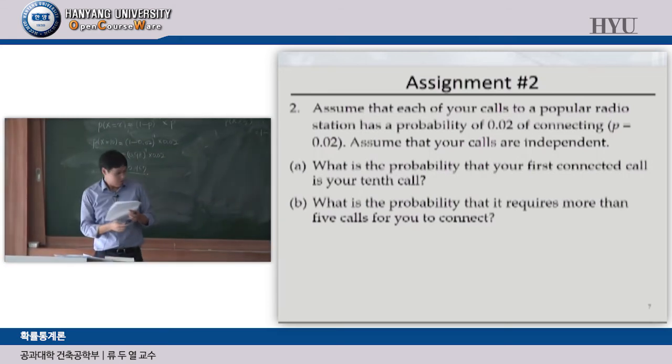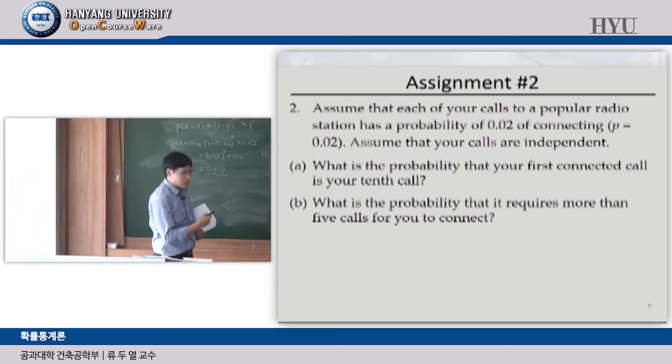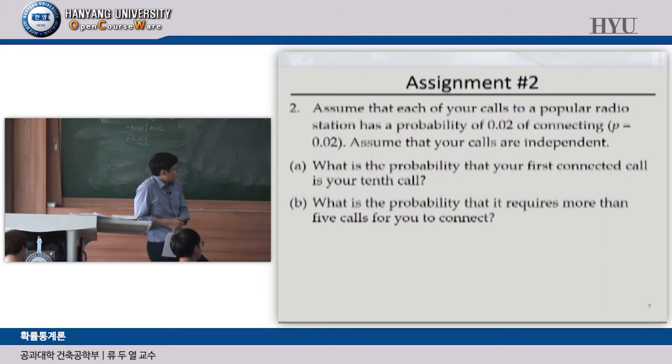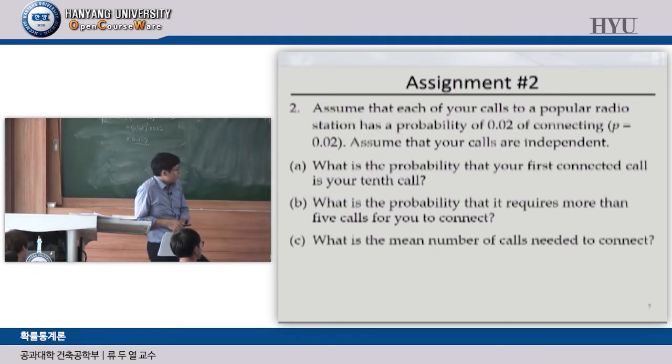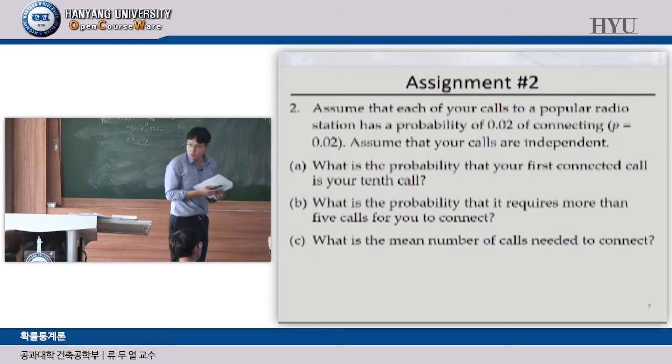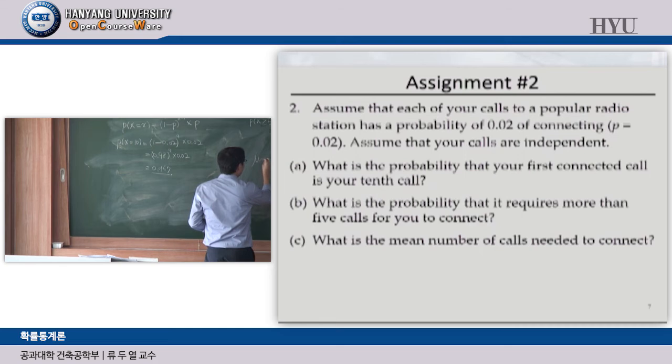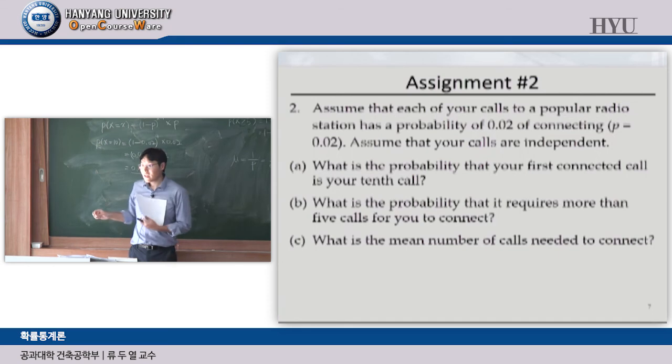So this is the answer for this question, okay? So this is the last question. What is the mean number of calls needed to connect? The mean mu is equal to 1 over p, right? So that is 1 over 0.02, which is 50. Okay?